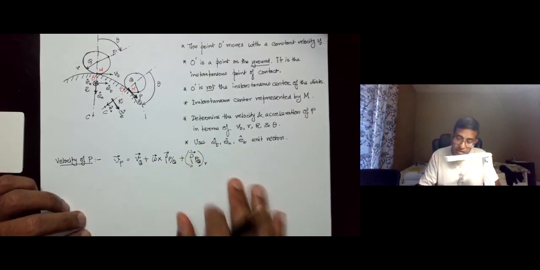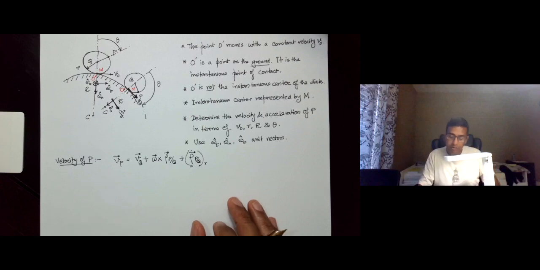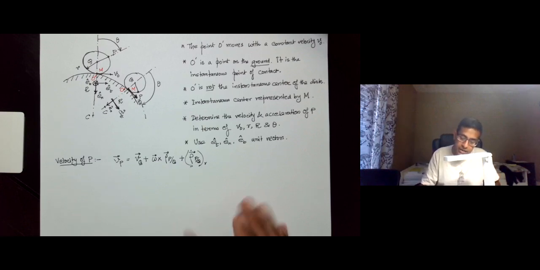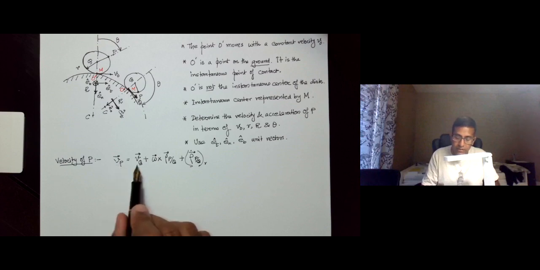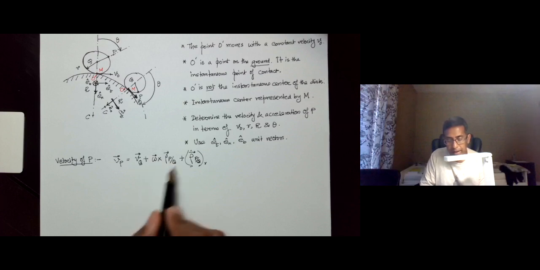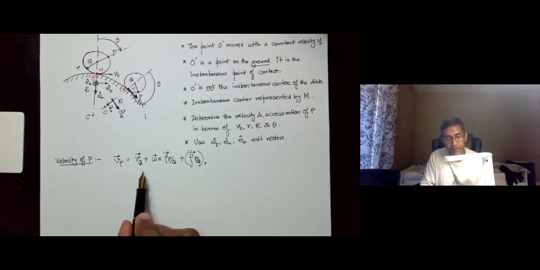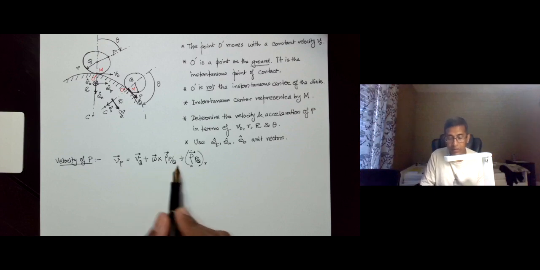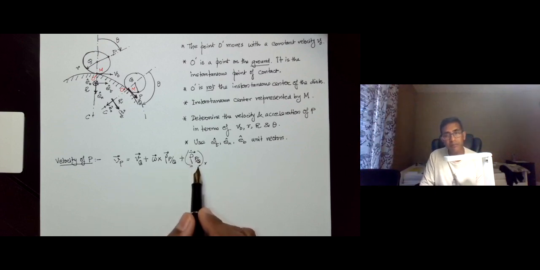Okay, so this is the general relative velocity equation, which basically says that the velocity of P is the velocity of Q plus the rate at which the PQ vector is turning, plus, within the rotating frame, the velocity of P with respect to Q.